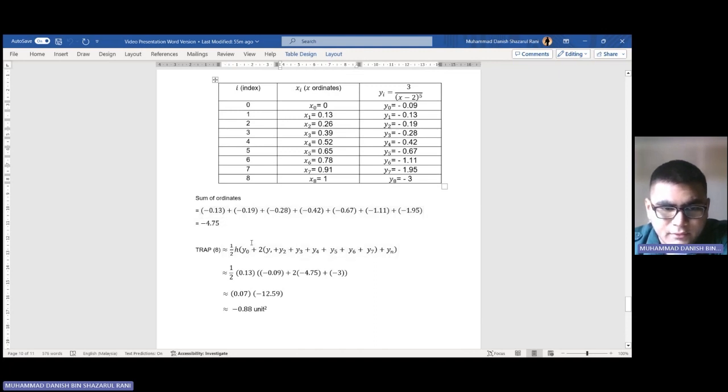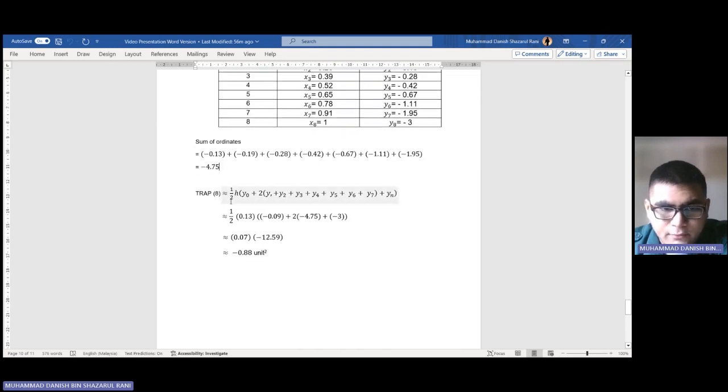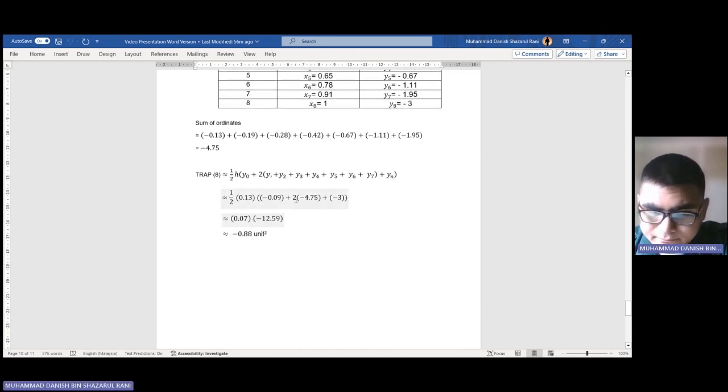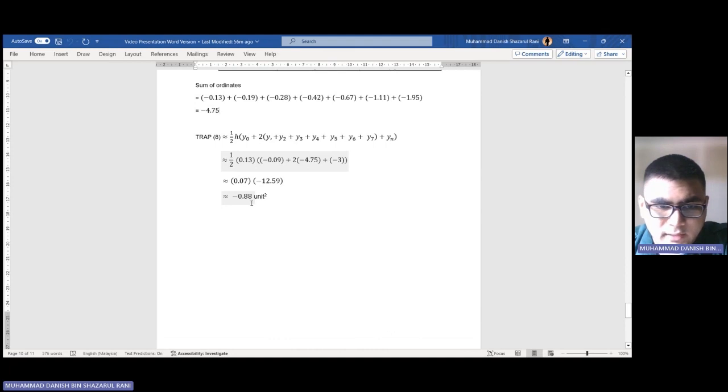Firstly, before calculating the trapezoidal rule, you need to sum the ordinates from ordinate 1 to ordinate 7. Therefore you will get -4.75. The trapezoidal formula is 1 over 2 h, the first ordinate y0, plus 2 times the sum of ordinates from y1 to y7, plus the last ordinate, which is y8. You can see the equation here. Just replace everything, and you will get 0.07 times -12.59, and your area is -0.88 unit square.